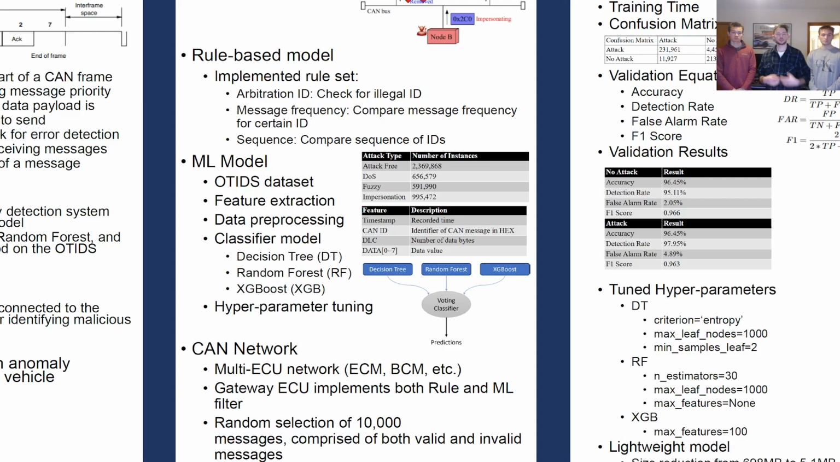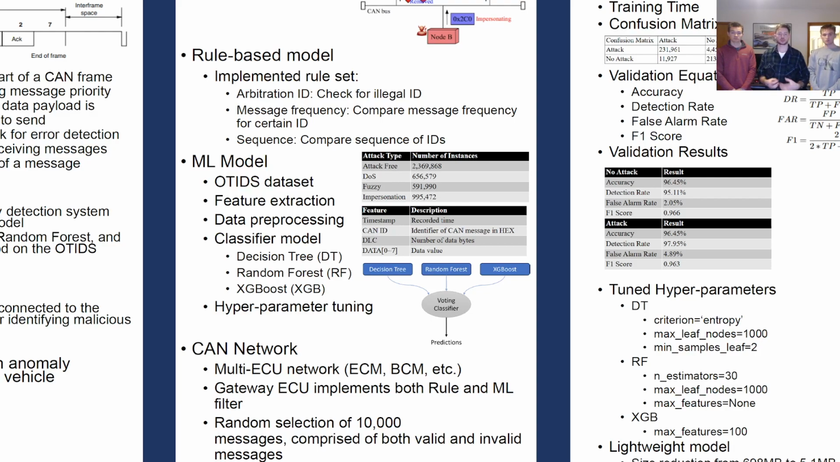So onto the machine learning model. This is trained on the OTIDS dataset, and within that dataset there are 4 sections: the attack-free, and then the 3 attack types. So the number of instances for each dataset can be seen on the table on the right. And then for the feature extraction, extracting the important information about these messages, there is the timestamp, the CAN ID, the DLC, and then also the data payload.